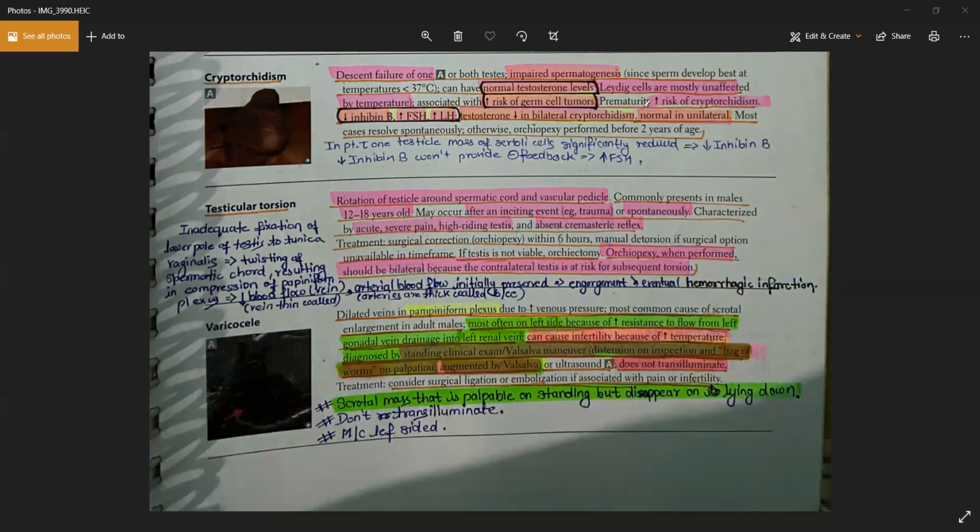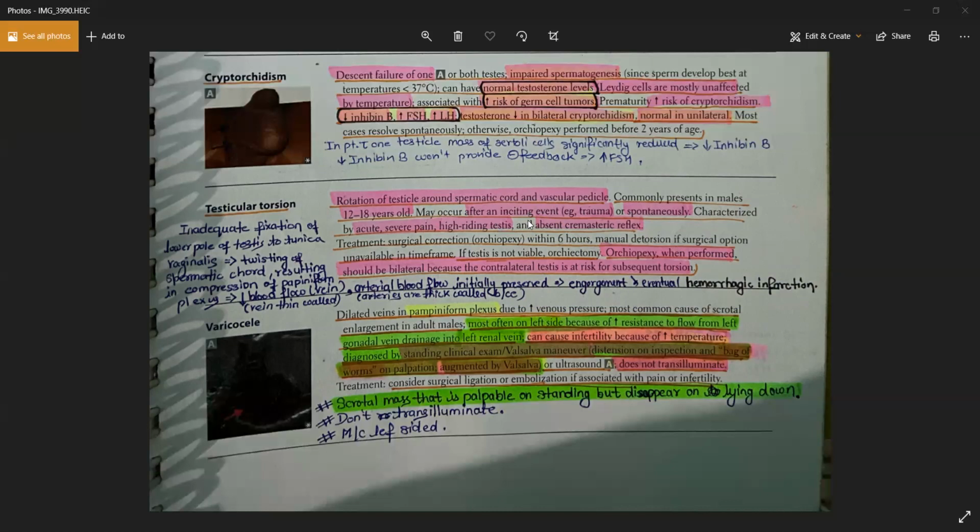You getting my point? When the testis torses, they change their axis, and now they become horizontal instead of vertical. Because they become horizontal, they will appear as the high riding testis. So this patient will be having a severe acute onset of pain, a high riding testis, and the nerve will also get compressed because of this duct. What is the name of the duct? Spermatic duct, right? Because of the compression of this spermatic duct, patient will also have a loss of genitofemoral nerve, remember? And because of this loss of genitofemoral nerve, patient will also have an absence of cremasteric reflex.